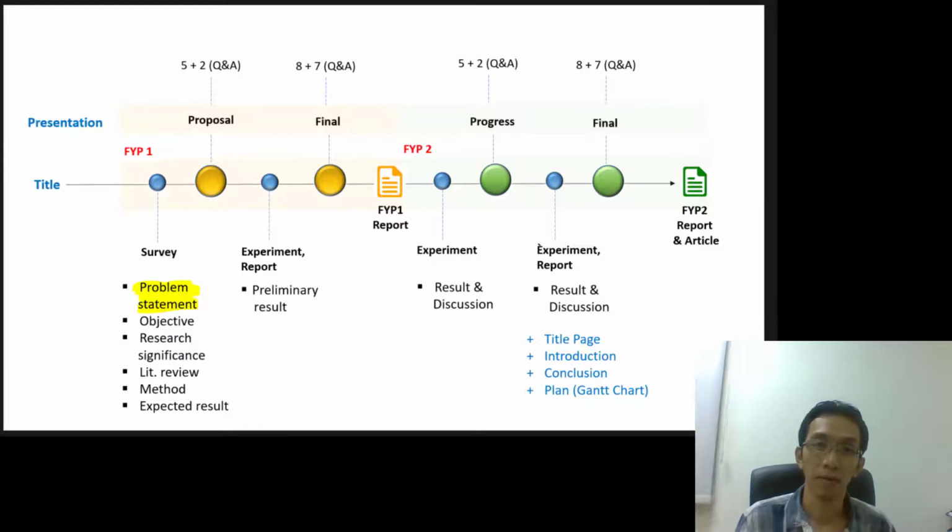Next is a problem statement. You need to tell us what is the problem you want to solve. So this part will be easy. Next is the objective. For this, you need to state the slide. Objective 1 is what? Objective 2 is what? Objective 3 is what? Next is the slide about research significance. You need to tell us, convince us why you think that your research is important.